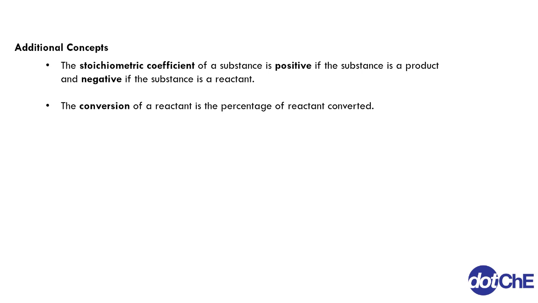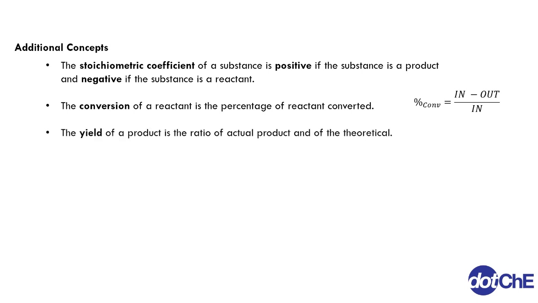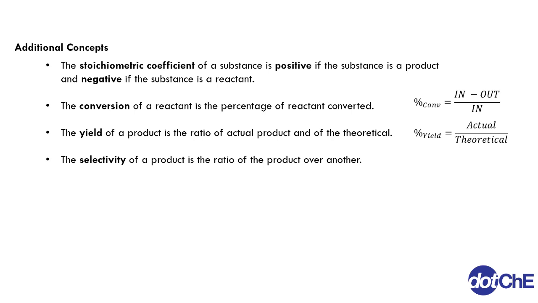Conversion is the percentage of reactant converted. Mathematically, it is expressed as in minus out all over in. The yield of a product, on the other hand, is the ratio of the actual product to its theoretical. Now we are aware that not all reactions proceed to completion. Thus, yield is a good way to analyze this imperfection. Mathematically, it is expressed as this. The selectivity is the ratio of one product over the other, and mathematically, we could express it as this.